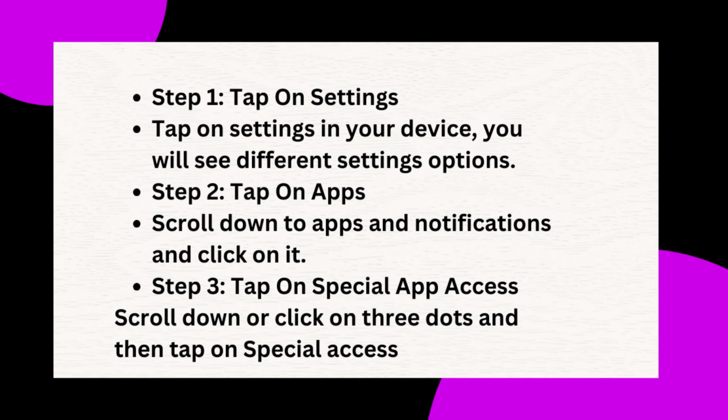Step 1, tap on Settings on your device. You will see different settings options. Step 2, tap on Apps. Scroll down to Apps and notifications and click on it. Step 3, tap on Special app access. Scroll down or click on the three dots and then tap on Special access.